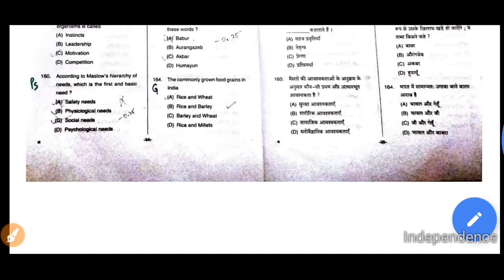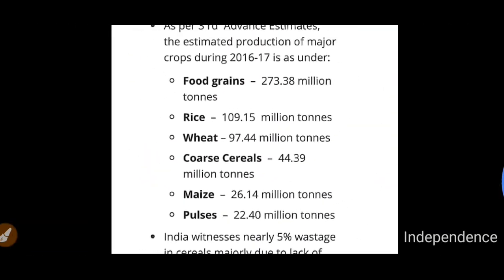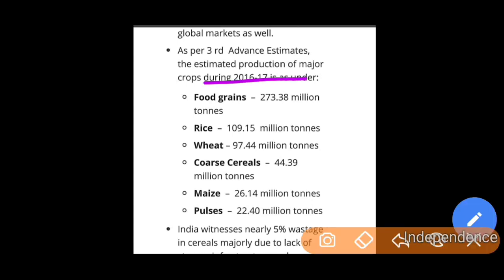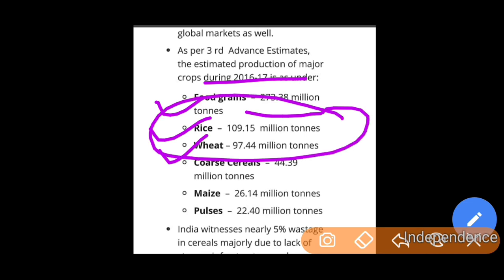Rice and wheat. Let's have a look at the FPI report. So this is an excerpt from the Food Processing India's report. This is the data of 2016 to 17. So the food grains amount to 273.38 million tons, in which rice and wheat lie first of all. So the answer is A.